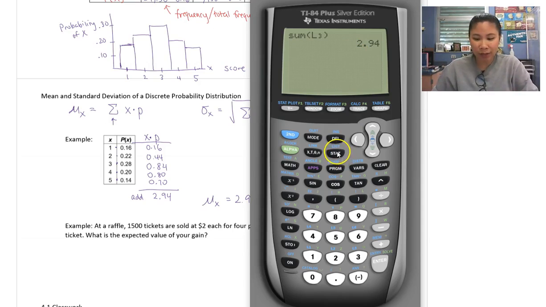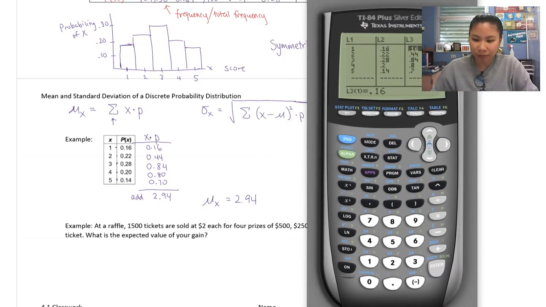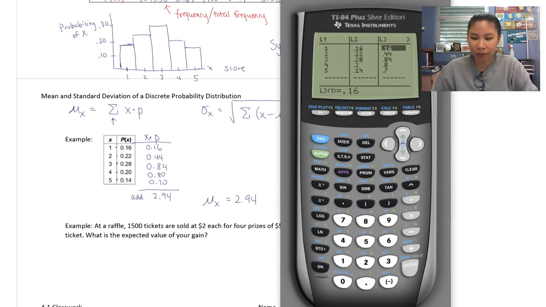So doing the standard deviation then, I'm going to go back to my list. This time we're basically trying to type in our standard deviation formula into L3. If you want to do it in L4, that's fine too. So we're going to scroll up to the top. I'm going to clear it first and hit enter so that I don't have any more numbers in there.